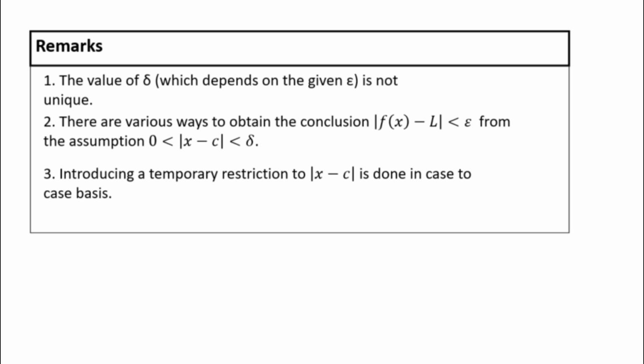There are various ways to obtain the conclusion that the absolute value of f of x minus L is less than epsilon from the assumption that the absolute value of x minus c is in between 0 and delta. So there are many ways to obtain this. Next, introducing a temporary restriction to the absolute value of x minus c is done on a case-to-case basis. Sometimes this part is not required.